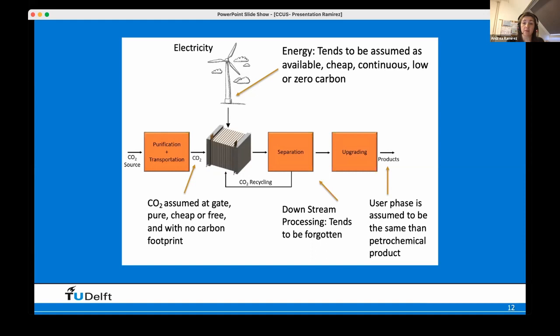There are some technologies that don't need CO2 capture itself and can deal with flue gases, which is an advantage, but only if you take it within the system boundaries. The same goes for the price of the CO2, the carbon footprint of the CO2, or the fact that energy is used in the process. Life cycle assessments tend to say the energy is going to be available, renewable, cheap or free, continuous even though it is intermittent, and with almost zero carbon footprint.